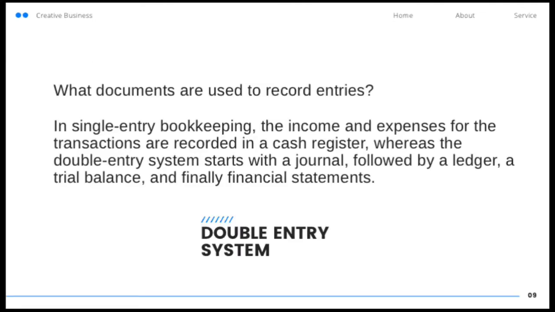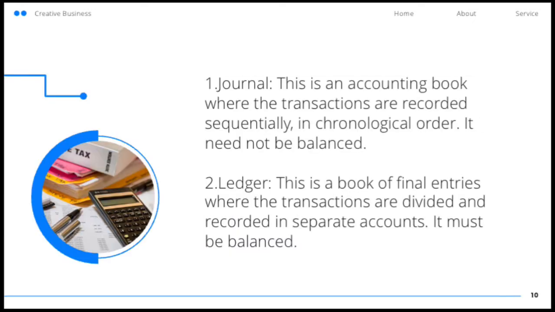What documents are used to record entries? In single entry bookkeeping, the income and expenses for the transactions are recorded in a cash register, whereas the double entry system starts with a journal, followed by a ledger, a trial balance, and finally, financial statements. Journal. This is an accounting book where the transactions are recorded sequentially in chronological order. It need not be balanced.